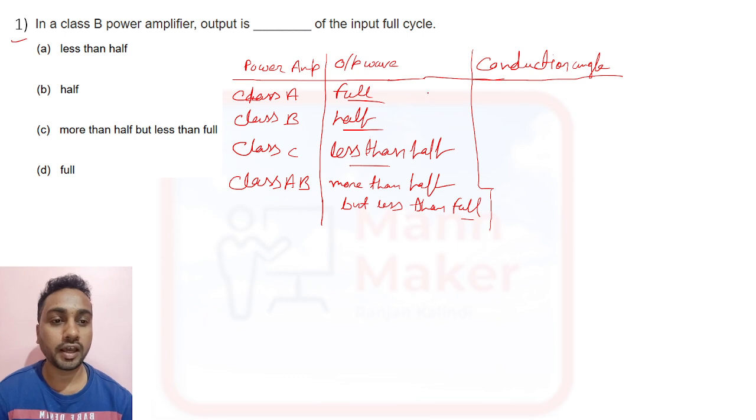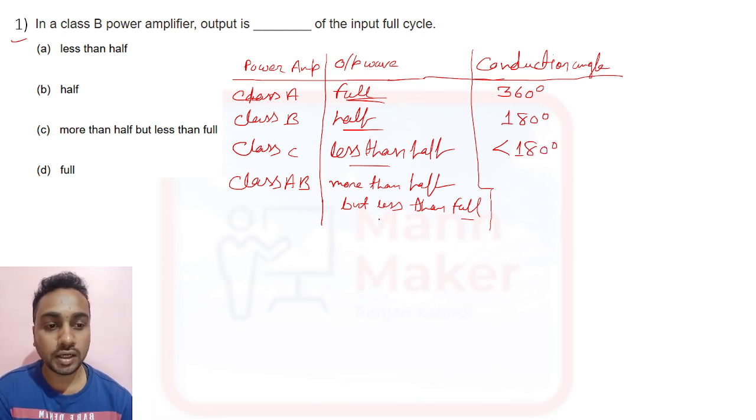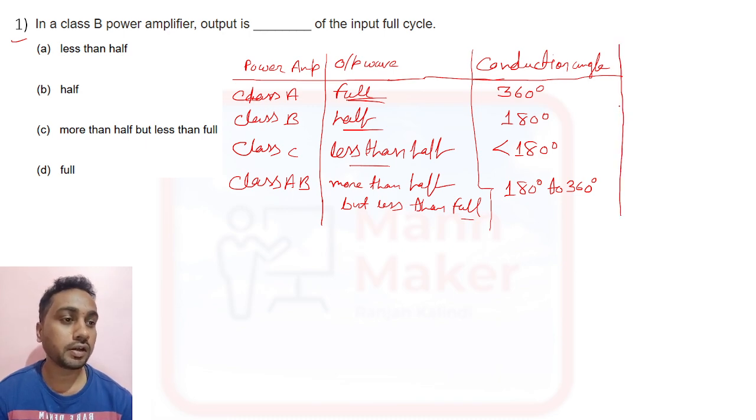According to this we can say about the conduction angle of an amplifier. In class A amplifier it gives a full waveform in output, so the conduction angle will be 360 degree. Class B is a half waveform, meaning 180 degree. Class C is less than half, meaning less than 180 degree, and class AB is more than half but less than full, meaning the conduction angle will lie between 180 degree and 360 degree. This you also need to remember about the conduction angle of an amplifier.